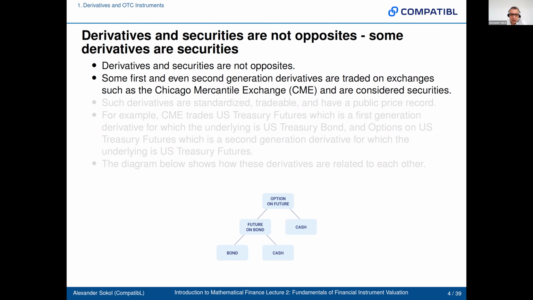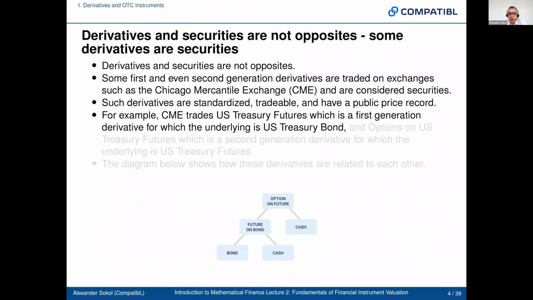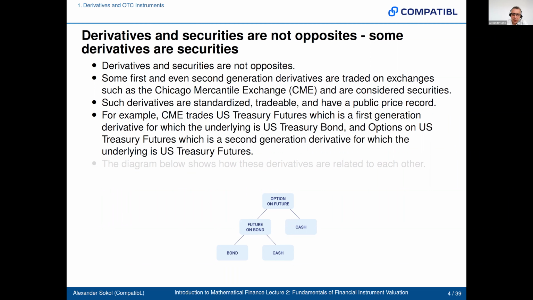And they're considered securities because they meet the definition of securities that we learned about 2 days ago in the first lecture. Namely, they're standardized, they're fungible, so they're tradable or negotiable, and they have a public price record. For example, CME trades US Treasury futures, which is a first generation derivative for which the underlying is a US Treasury bond. And options on US Treasury futures, which is a second generation derivative for which the underlying is US Treasury futures. The diagram below shows how these derivatives are related to each other. So the future is based on bond and cash, and then the option on future is based on future and bond and cash.